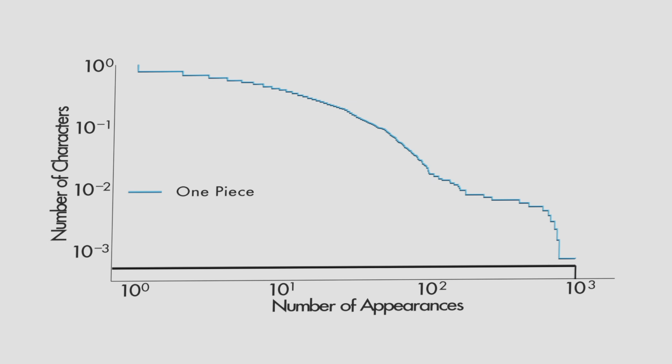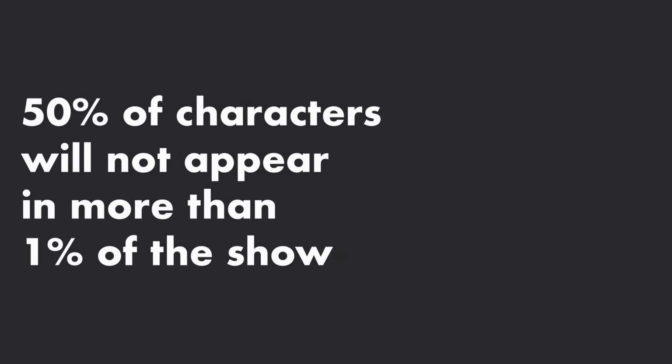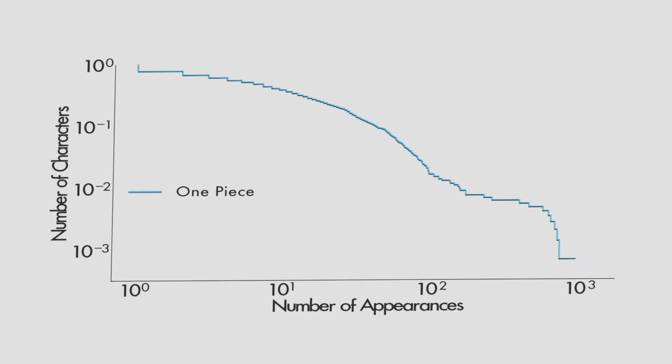Since One Piece is 1,100 episodes at the time of when I gathered this data, another way to say that would be that 50% of characters will not appear in more than 1% of the show, which I think is an interesting way of putting it. Ultimately though, what this is saying is that we have a lot of characters that appear rarely, but we have a few characters that appear often.